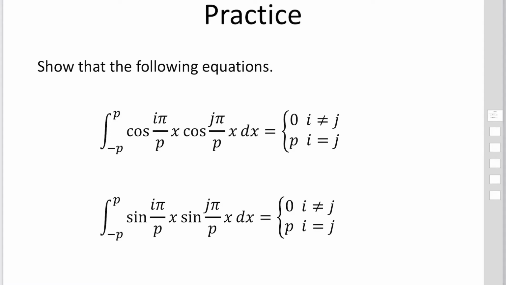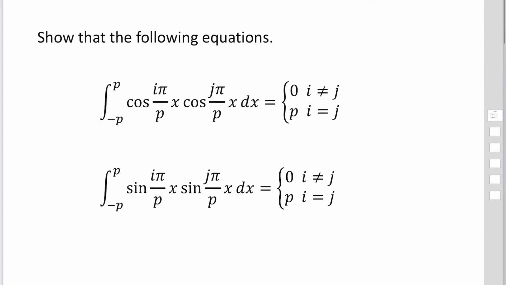In this practice, show the following equations. First one is the integral, lower limit is minus p, upper limit is p, of cosine(i pi over p x) times cosine(j pi over p x) dx. When i is not equal to j, it becomes 0. When i equals j, it becomes p.